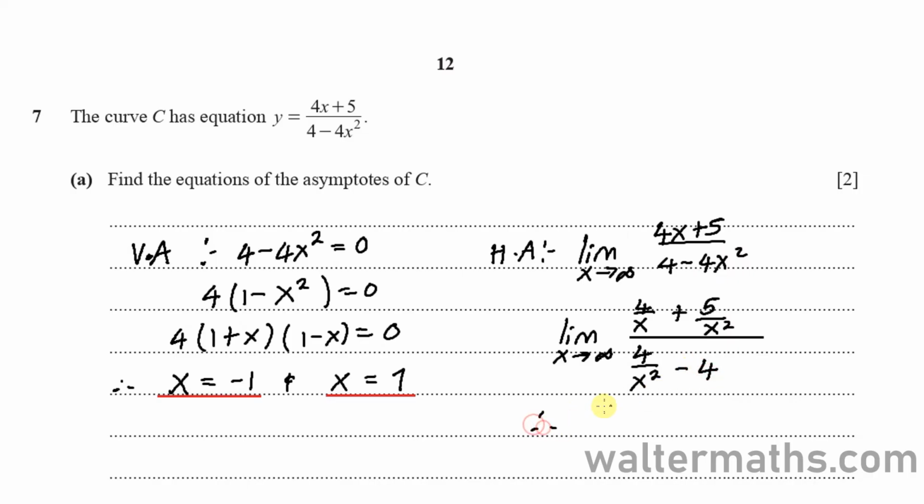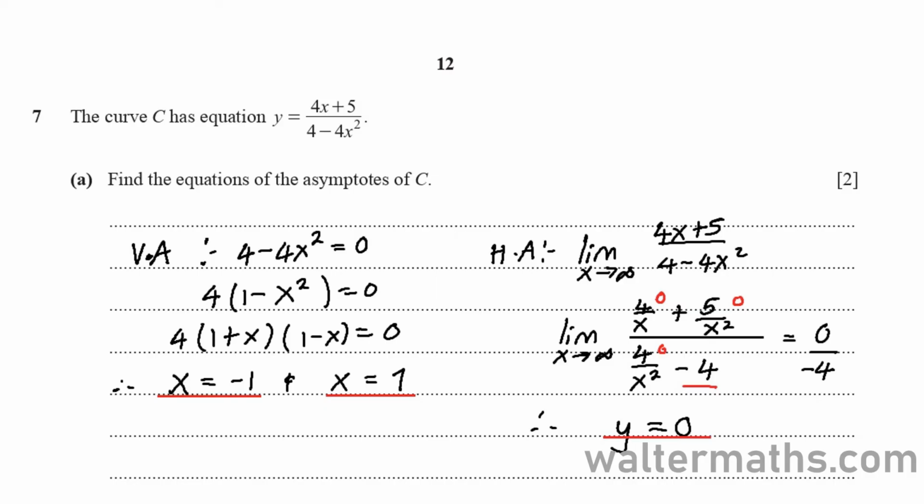So therefore, the limit here will come out as, for 4 over x, as x approaches infinity, this tends towards 0. For 5 over x², this tends towards 0. For 4 over x², as x approaches infinity, this tends towards 0. And we have the constant here, minus 4. So it means that we'll be having 0 over minus 4, which is 0. So therefore, we can say that the horizontal asymptote is y = 0.